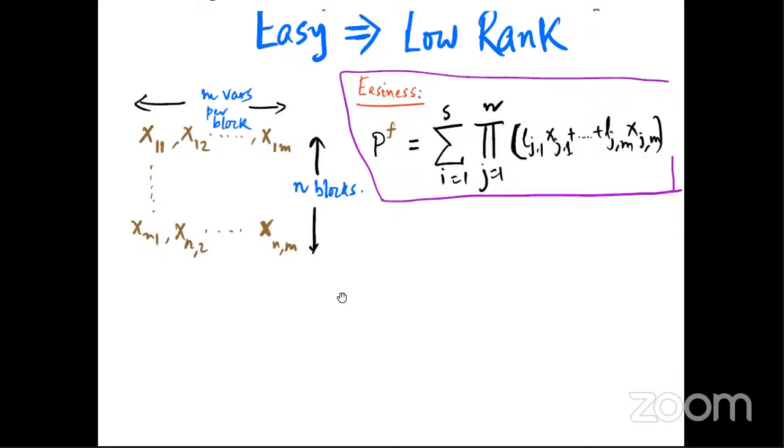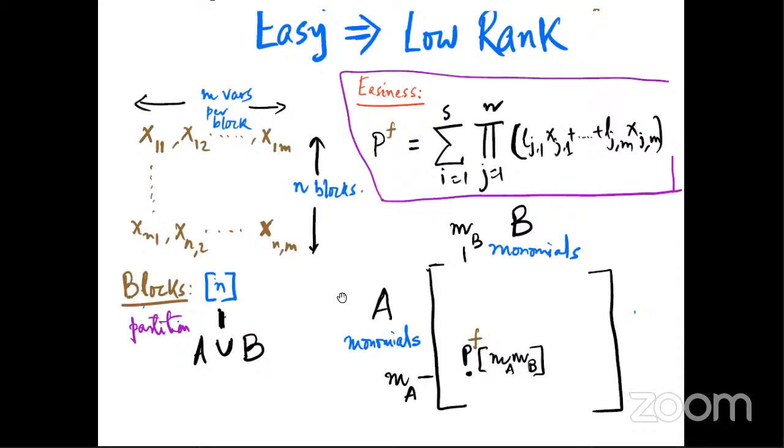Now if you take any partition of your blocks, there are n blocks, choose any partition of those blocks into 2 parts, A and B. And now, much like what Prerna was saying earlier, look at the following matrix, a natural matrix associated with this.